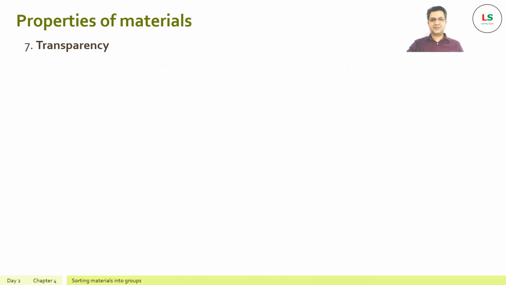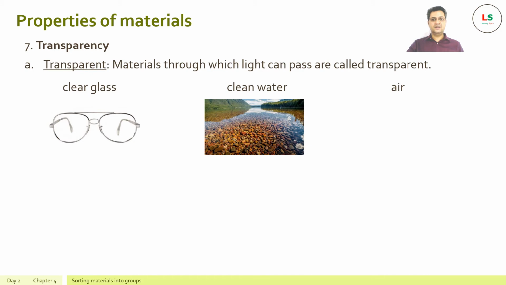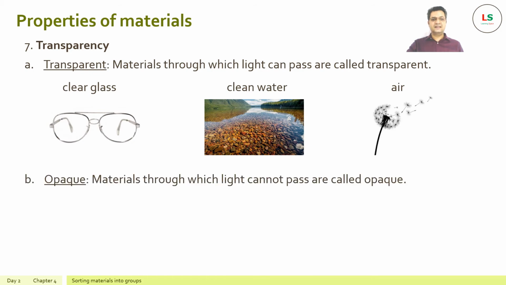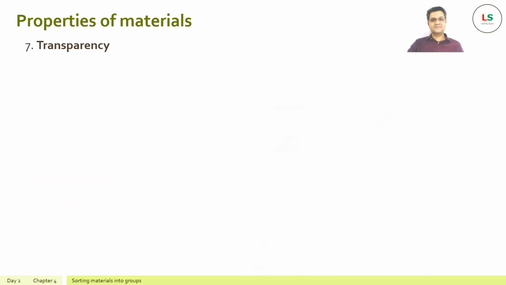Let's discuss the three in a bit more detail. Materials through which light can pass are called transparent. Example: clear glass, clean water, air. Materials through which light cannot pass are called opaque. Example: book, milk, and wooden door.